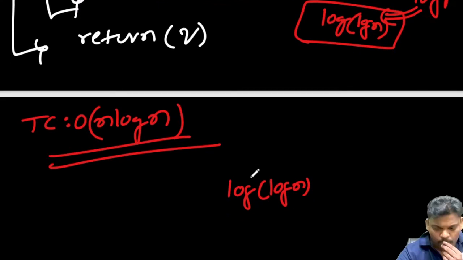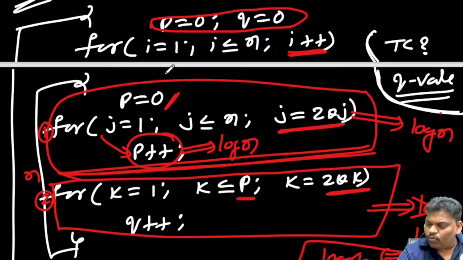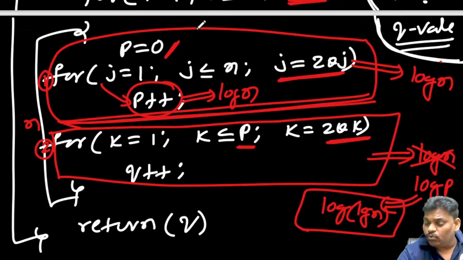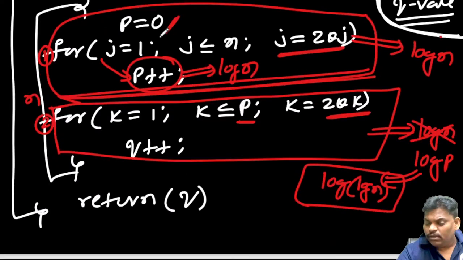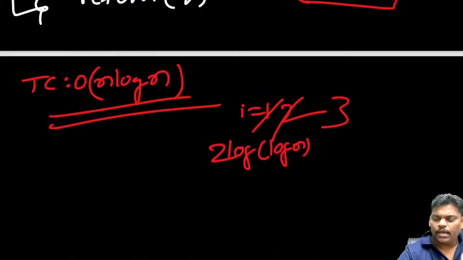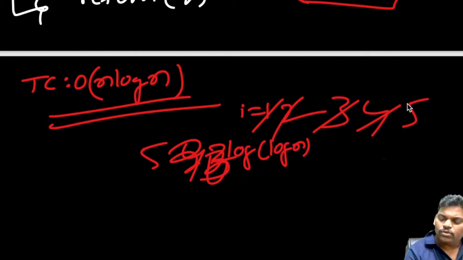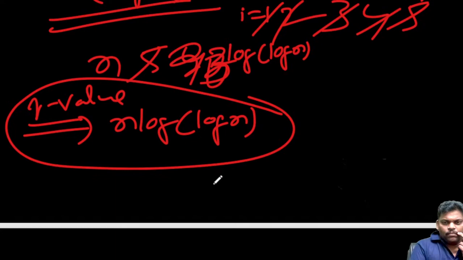Now if you see the second time, next one, i value 1, this is the story. I value 2, again p is equal to 0. The k loop is going log n time, again, so 2 log n. I is equal to 3, it became 3 log n, one more log n added. I is equal to 4, one more log n. I is equal to 5, one more log n. So if i is equal to n, it becomes n times log n.